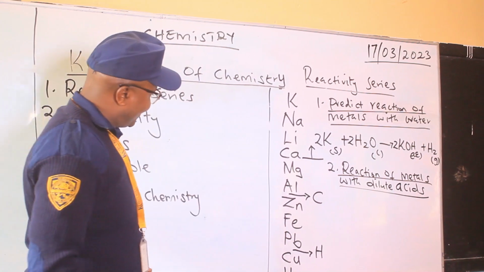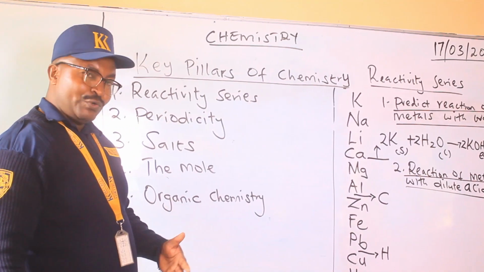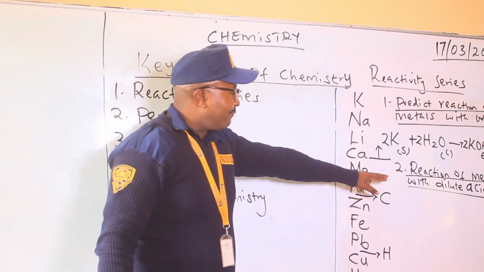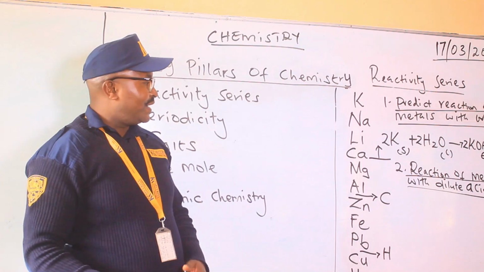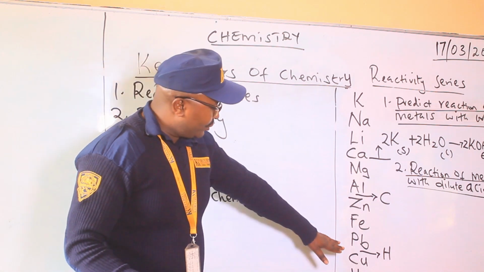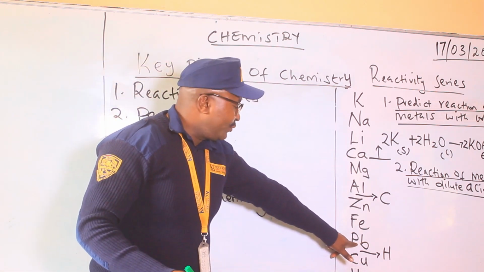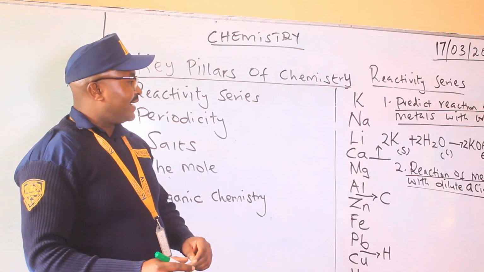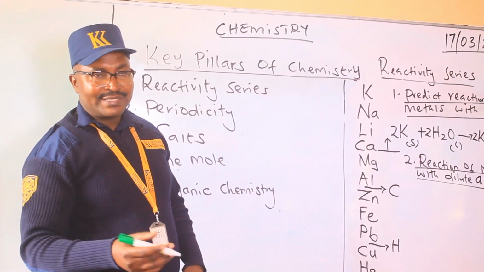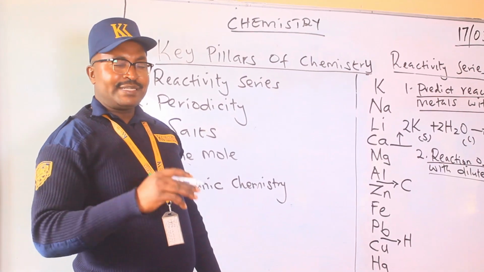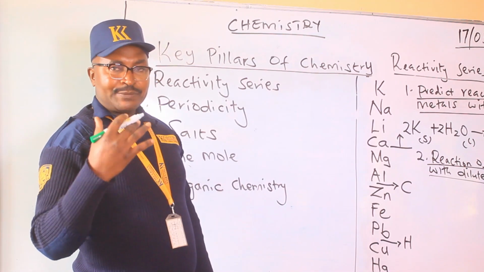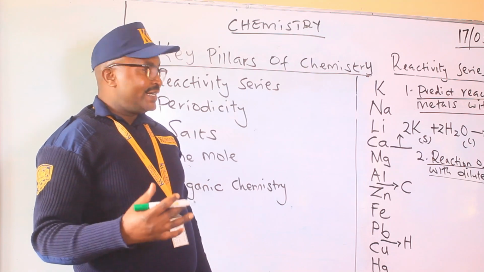The essence of telling my students to know where hydrogen is placed is because of this reaction of metals with dilute acids. You find that metals which are above hydrogen in the reactivity series, when they react with dilute acids, you can talk of hydrochloric acid, you can talk of dilute sulfuric acid, they form their respective salt and hydrogen gas.